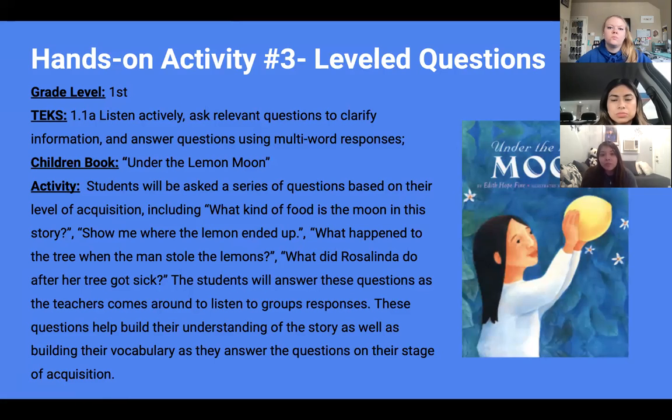What kind of food is the moon in the story? Show me where the lemons end up. What happened to the tree when the man stole the lemons? What did Rosalinda do after her tree got sick? The students will answer the questions while the teacher comes around to listen to groups' responses. The questions help build their understanding of the story as well as their vocabulary as they answer the questions based on their stage of acquisition.